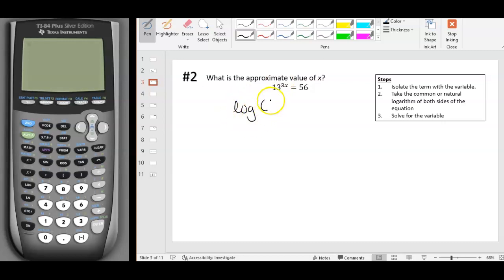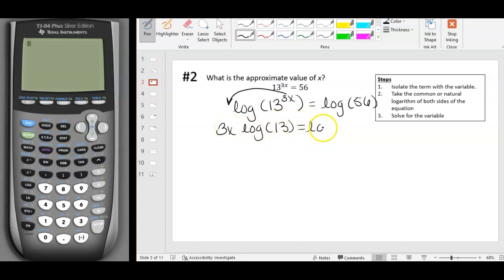Either one, it doesn't matter, because you just want to do common or natural log because that's going to allow you to use the calculator to solve. So I'm just going to do the common log of both sides. And what I can do with the power property is bring this 3x down in front. Okay, so I have 3x log of 13 equals the log of 56.